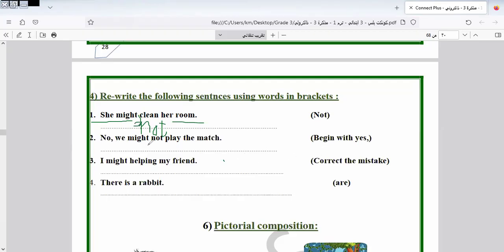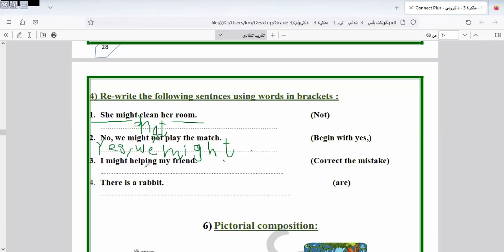Here we have we might not play a match. So the answer will be yes. Here I use yes. I would like to write yes in a capital letter. There is yes written in a capital letter, okay, like this. Yes, we might. Yes, we might. And I omit not, okay? Because here I make an affirmative form, or a positive form, not a negative form. There is, yes, he might, and I put a full stop. And here I omit what? I omit not.